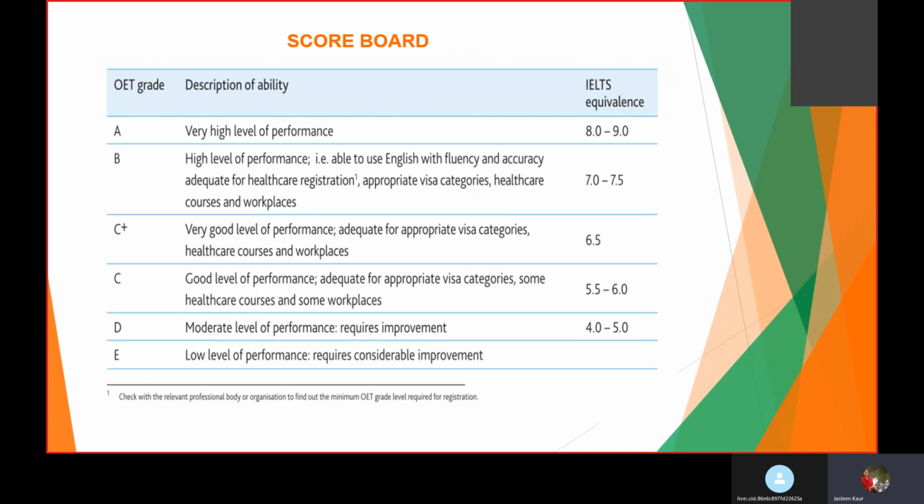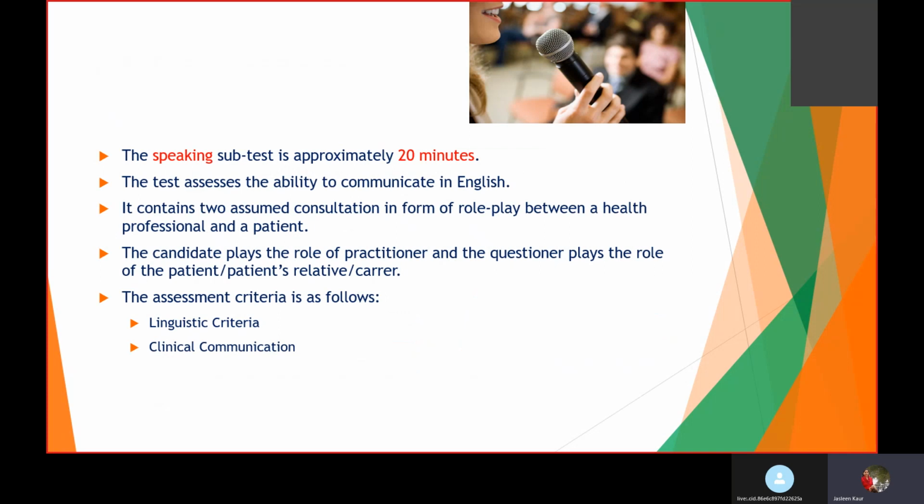Again, C plus. Now some countries like UK and Ireland have accepted C plus in writing. In UK, C plus in writing is acceptable. That is equivalent to 6.5 band in IELTS. And in Ireland, they accept C plus in any one module. It could be any one: listening, reading, writing, speaking. However, for UK, it is fixed that C plus is only acceptable for writing. But in Ireland, it could be in any one. Rest all should be B. So this is the criteria and the difference in the scoring for IELTS and OET.